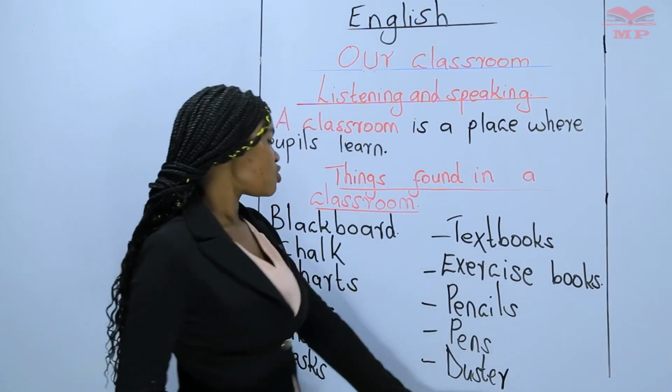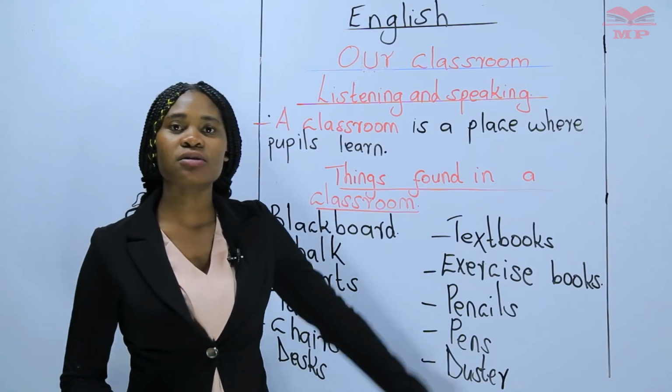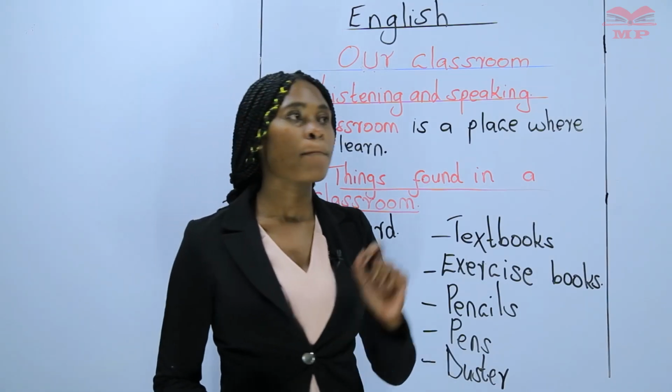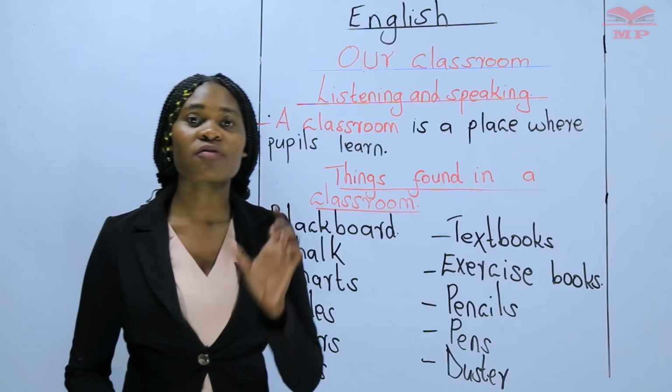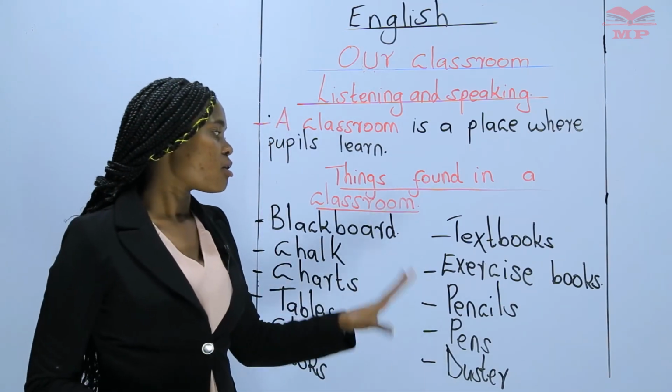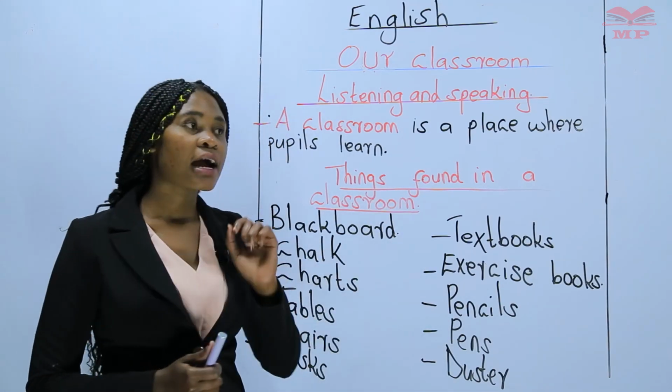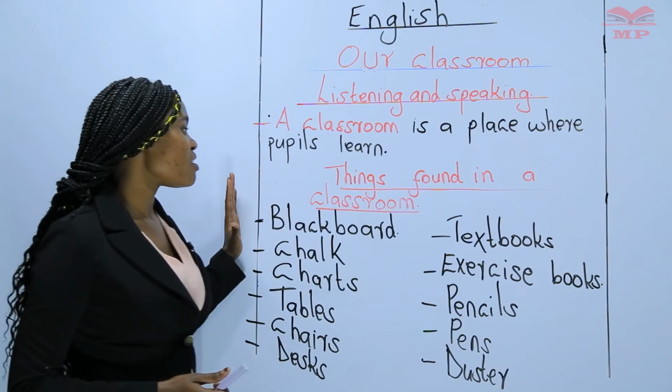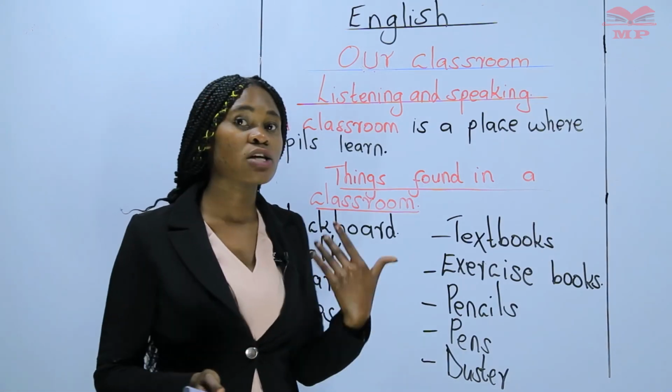So in our classroom, we also have a duster, and we use a duster to rub the board. So I'm going to show you some of the things that we have listed here that can be found in a classroom. So first we have a blackboard. You shall observe that in your schools.